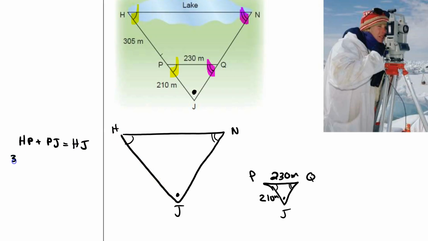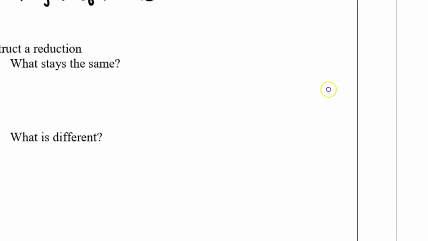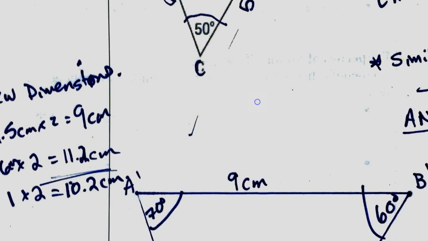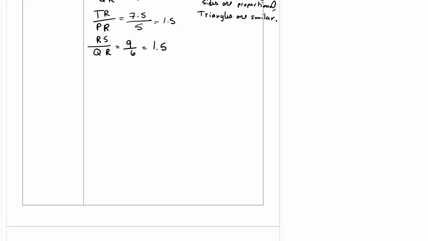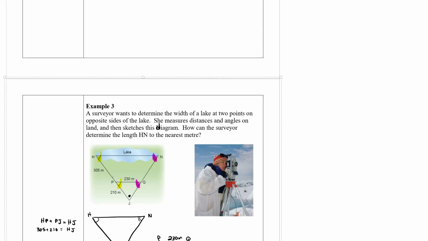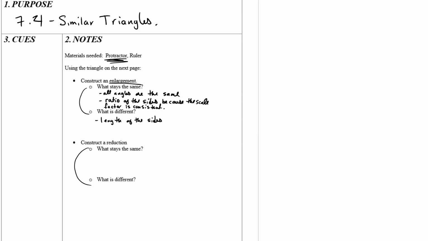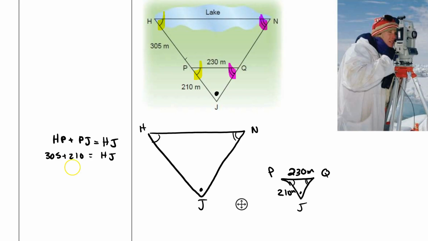So let's do it. 305 plus 210 equals HJ. And when I say 305 plus 210, my computer's doing funny things right now. I'm going to say that HJ is 515 meters. So I can write that down. So this one right here is 515.